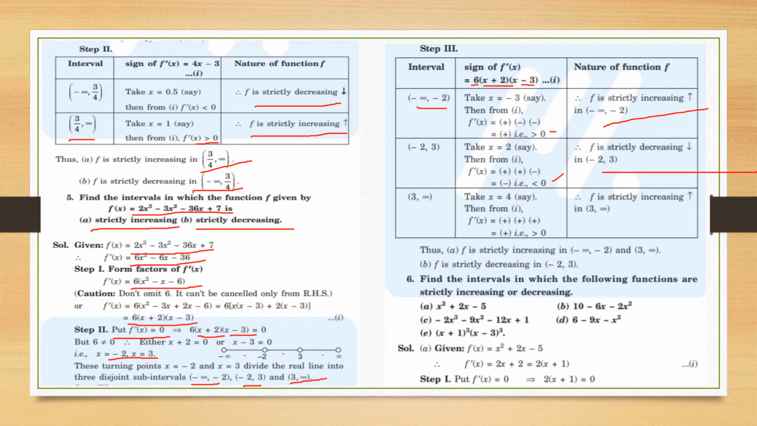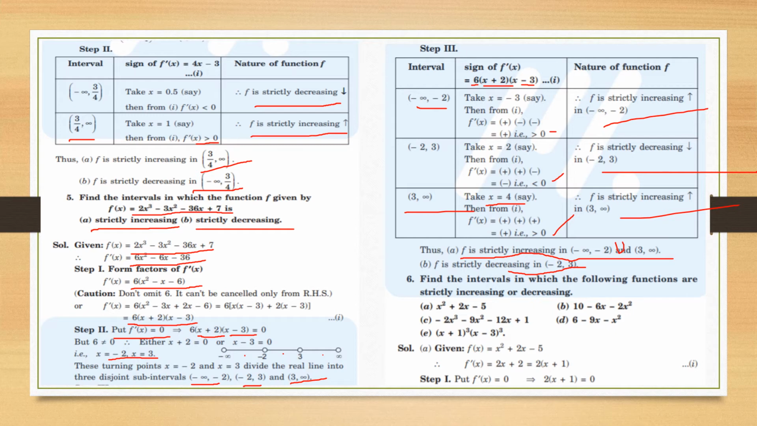Okay. And from 3 to infinity, say 4 is there. The overall result is positive and the function is strictly increasing. Okay. So my function is strictly increasing in -infinity to -2 and 3 to infinity. I can put a sign of union here also. That means this function is strictly increasing in this interval and decreasing in -2 to 3.